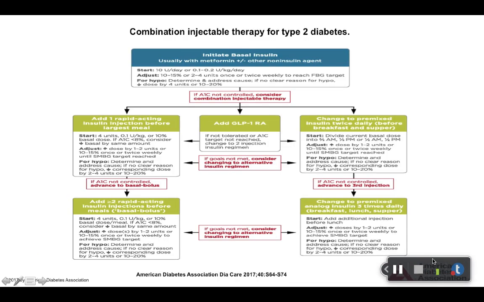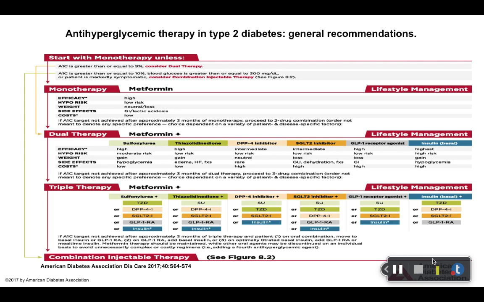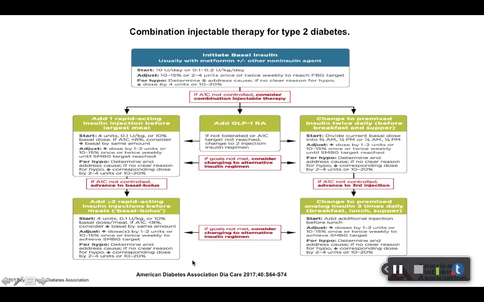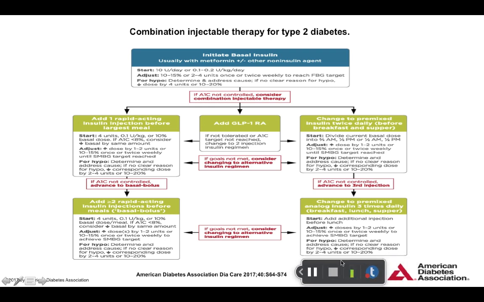And continuing with this one, you'll notice that if it's very severe, it goes down here to the combination injectable therapy. So the second page here is the combination injectable therapy for type 2 diabetes. This is where you initiate the basal insulin, usually with metformin and or other non-insulin agents. That also has a lot going on, so hopefully you guys can read this one as well. Please let me know if you're not able to.